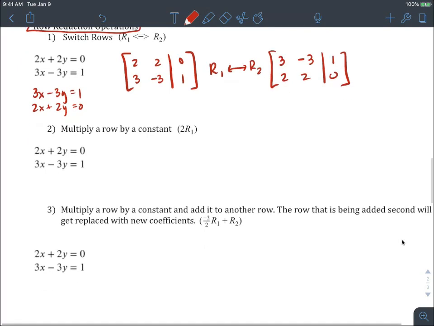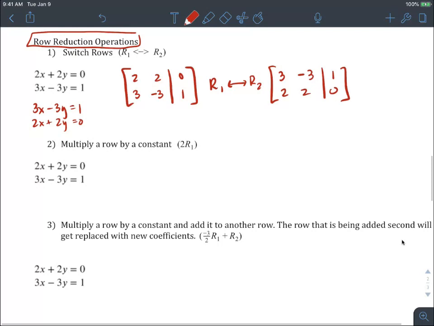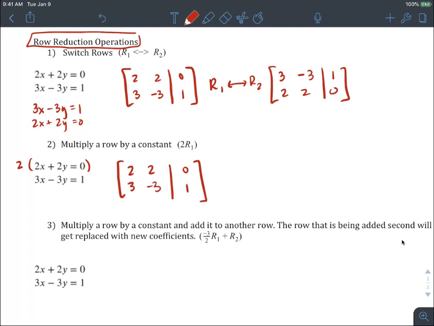Our next operation is to multiply a row by a constant. So think if I'm going to, maybe I want to multiply this top row by 2. I know that doesn't really help us, but that's okay. It's for practice. So I'm going to start with my original matrix. Okay. And what I do, since I'm applying this to row 1, I'm going to go ahead and write it up here. So I'm going to multiply row 1 by 2.